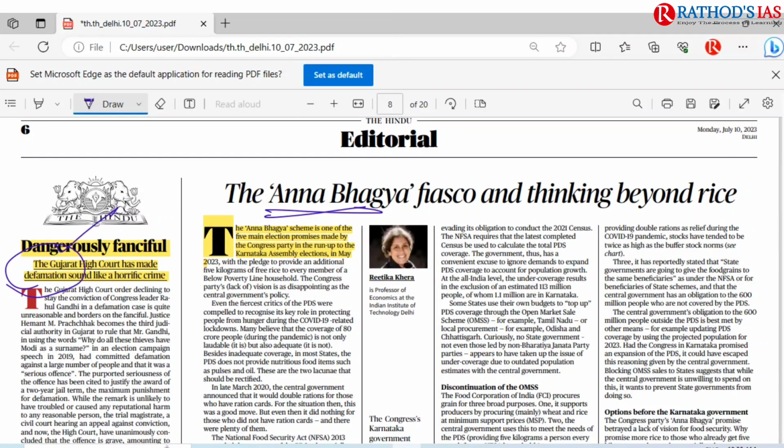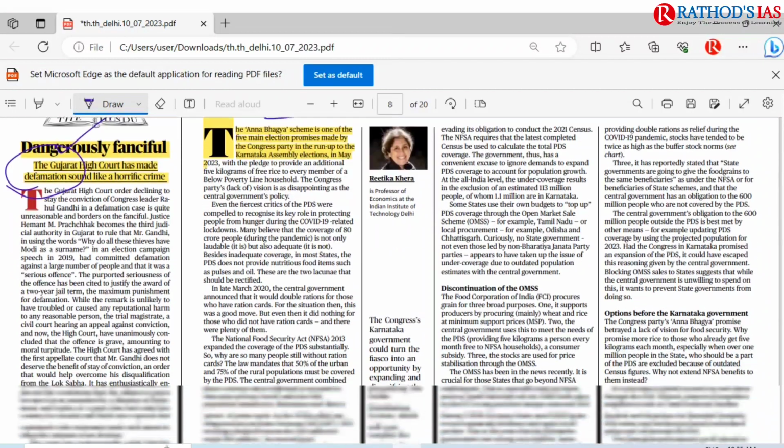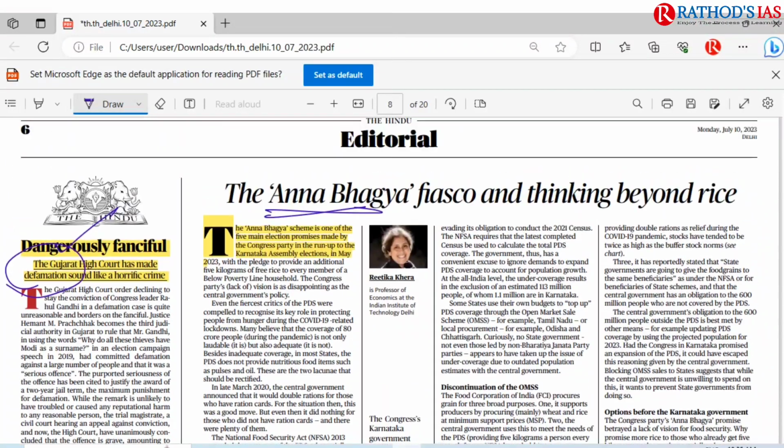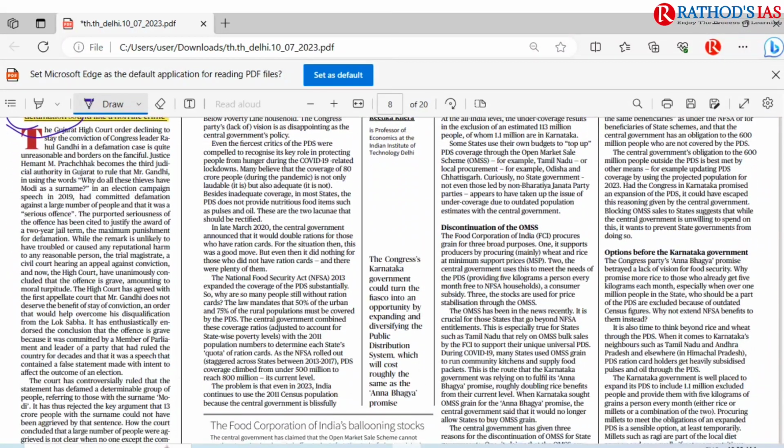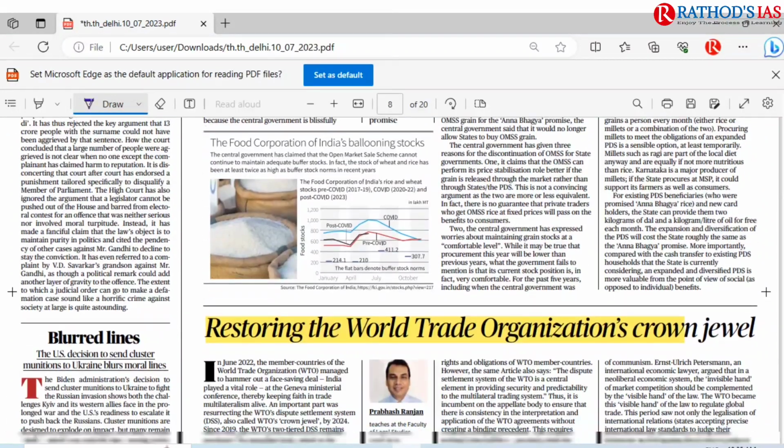So here this article is talking about the Annabhagya scheme. It is one of the election promises made by the Congress party in the Karnataka assembly elections, and finally the Congress party came into power in Karnataka. So if you are from Karnataka, you can see what is this Annabhagya scheme. If you are not from Karnataka, it is not much important.